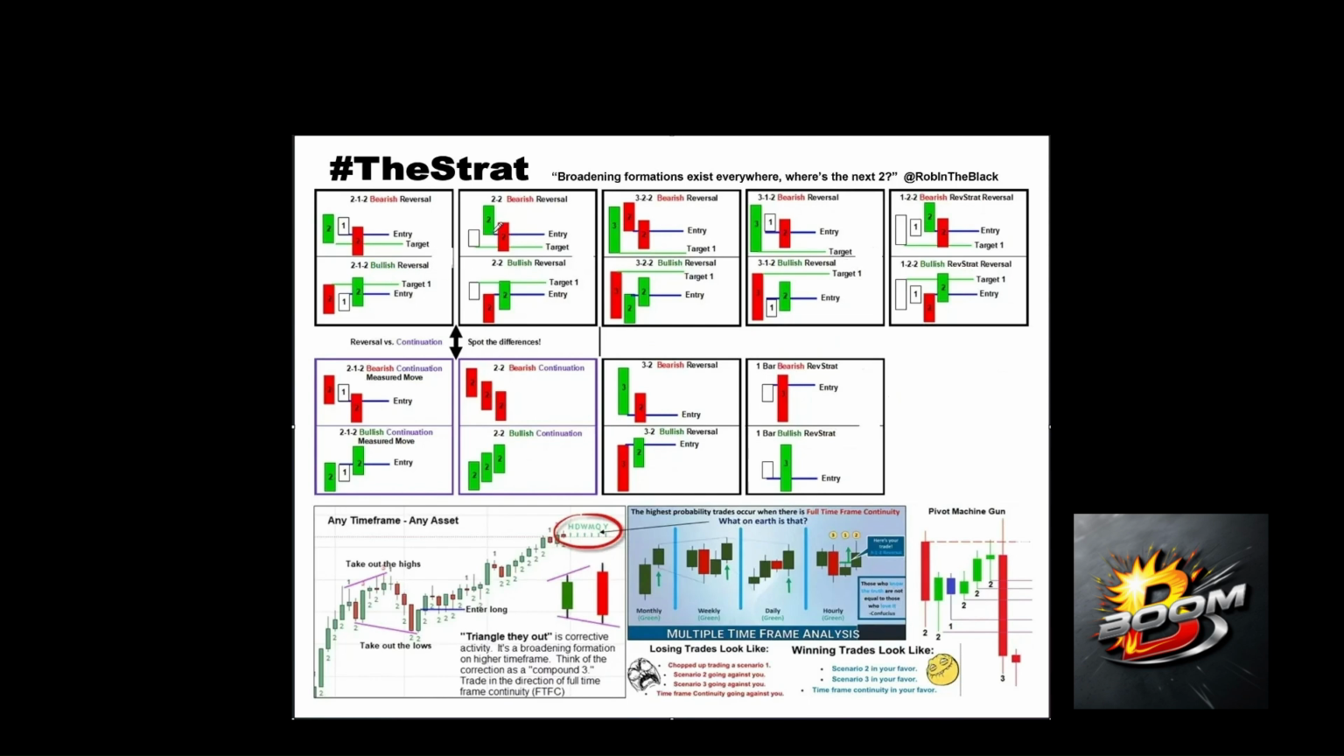Next, we see the 2-2 bearish and bullish reversals. Again, we see these all the time. 2 up directional candle, fails, goes 2 down, breaks the previous candle's low. Same thing here. It's a 2 down candle, price moves down. We break the previous high of that 2 down candle. 2-2 reversal, entry, target, boom.